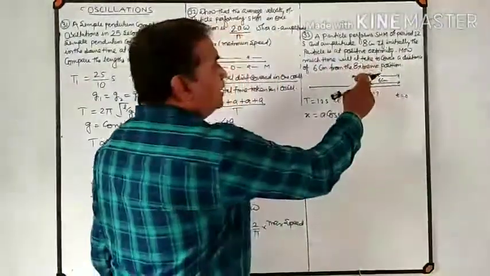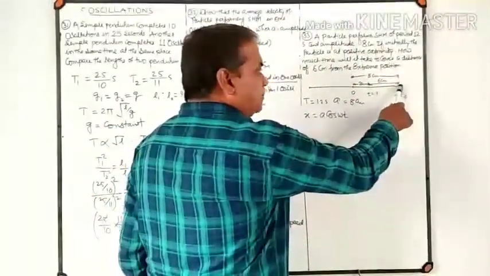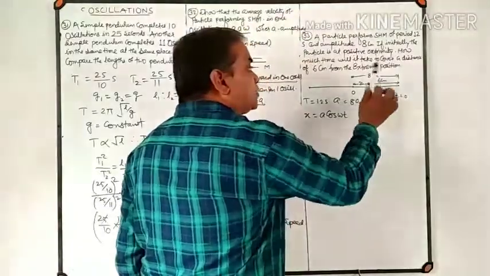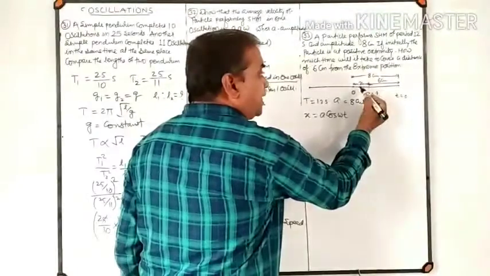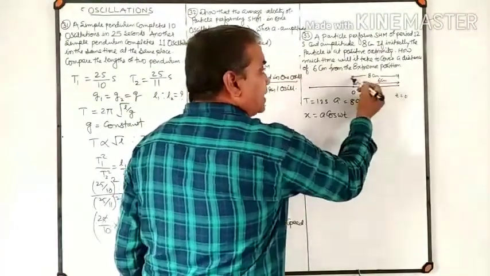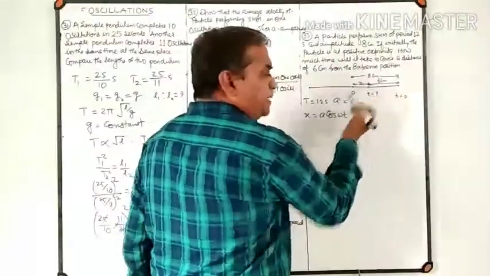Now how much time will it take to cover a distance of 6 centimeter? The particle starts from the extreme position and covers a distance of 6 centimeter. It reaches this point. That means what is the displacement of that particle from the mean position? It is 8, and 8 is the amplitude, minus 6, which means 2.